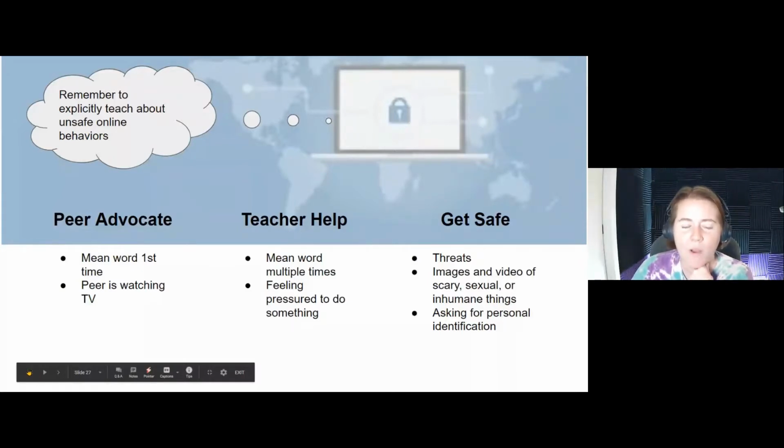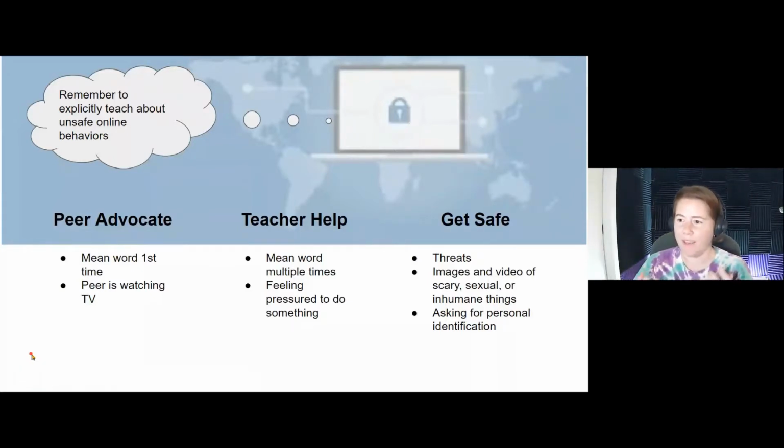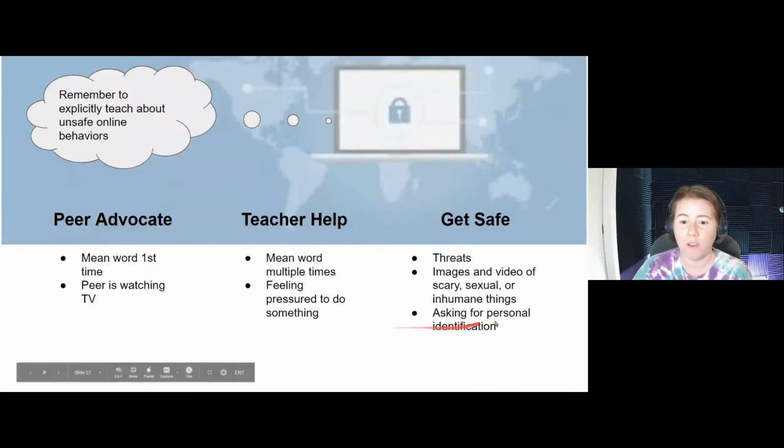Yeah, so I will do just about everything I can to make sure I don't remove a student from a session. I want students to feel welcome in my class. However, I do have my non-negotiables when it comes to the get safe.